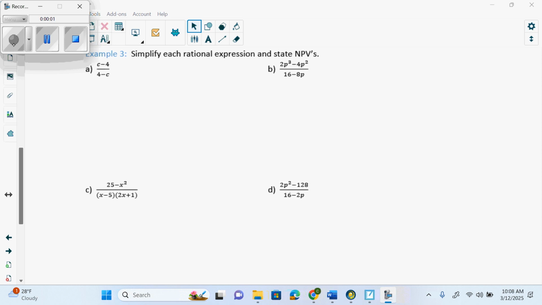So in order to simplify, which we have to be able to do really well because then multiplication and division is really easy. In order to simplify, our first step is to GCF or difference of squares the numerators and the denominator.